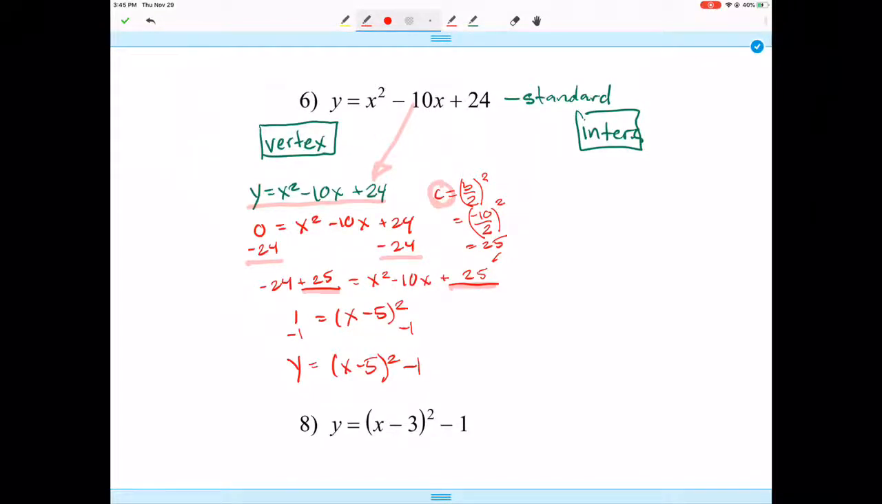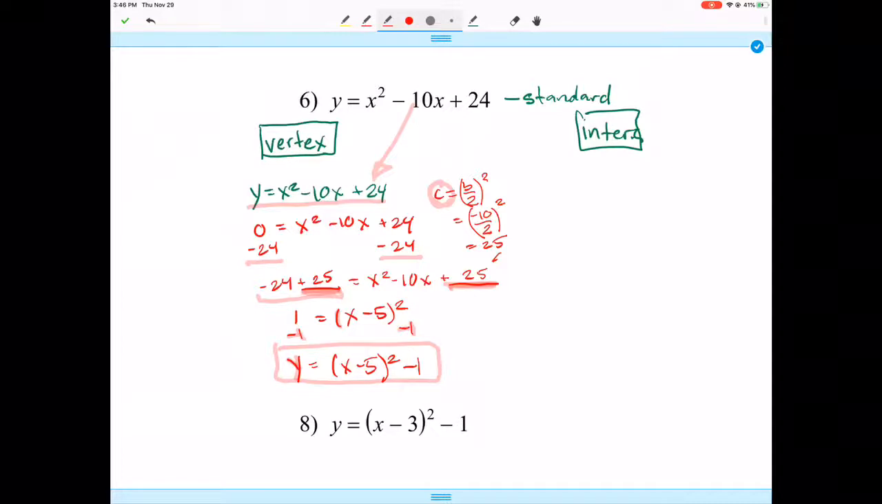So use this equation. B is -10. Put that in and it's 25, so you add 25 to both sides. Here we combine like terms on the left side to give us 1. And then since our right side is a perfect square, we can write it as a binomial squared. It will be x minus 5 quantity squared. Okay, and then I subtract 1 from both sides so that everything's on the right side, and then we put the y back in. And that is the vertex form.